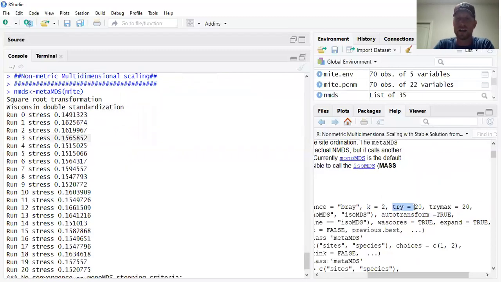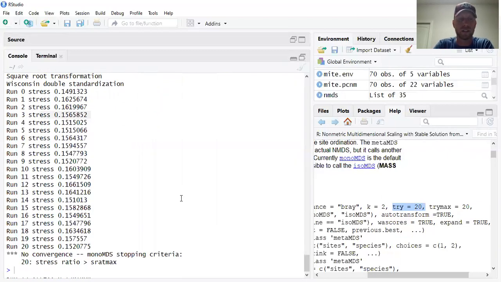And this try equals 20 is the number of iterations. And notice it says no convergence here. So it did not find a solution that minimized the stress. So we might want to increase this try max beyond 20 to see if we can reduce the stress any further than that. And if you can't reduce the stress and can't reach convergence, then essentially what you have to do is up your k to think about a higher dimension. So we'll just go with the 2 dimensions here.